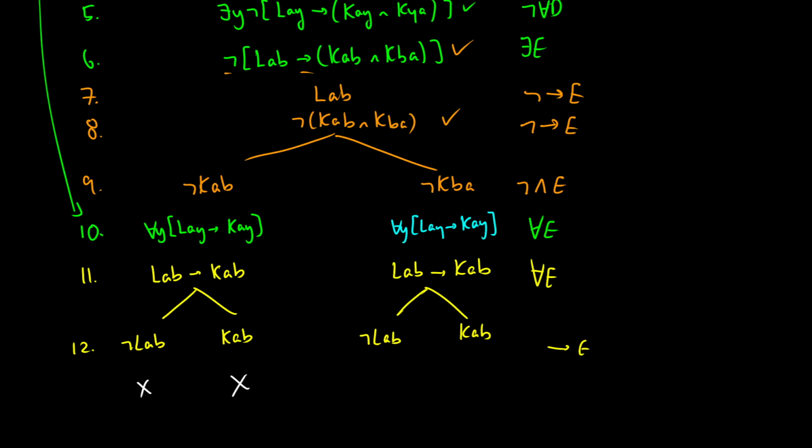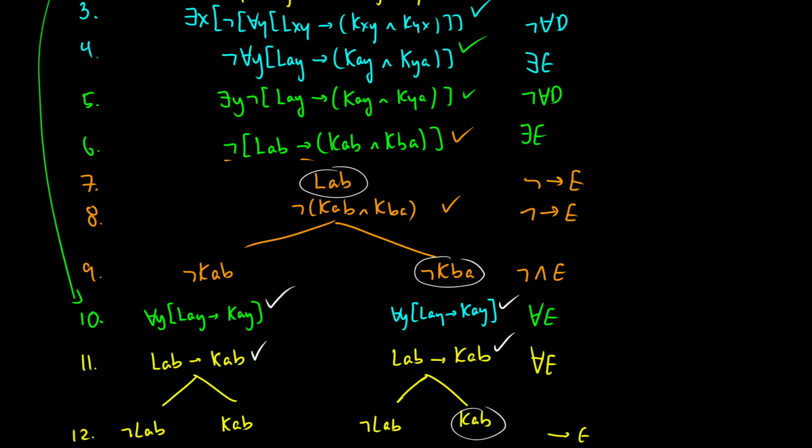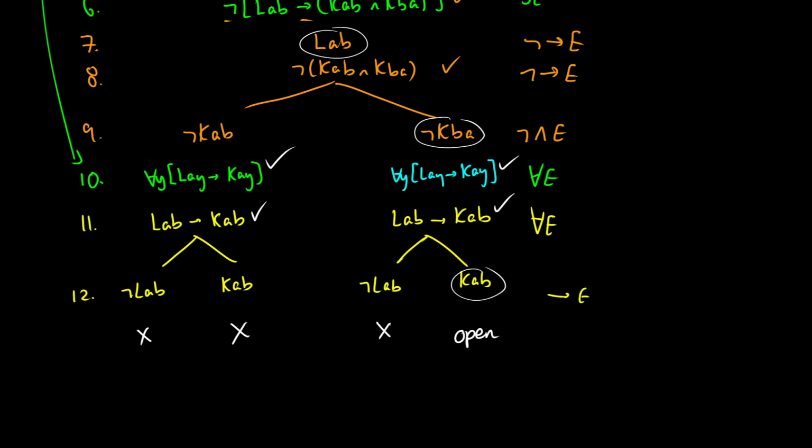Okay, on the right branch, we have not LAB and LAB. So this one branch on the right side closes, but on the right side, we have not KAB, LAB, and KAB. We don't have any issues with this. This branch is open. Not only is it open, but we've used every single thing that we can so far in our tree, except for just little literals here.